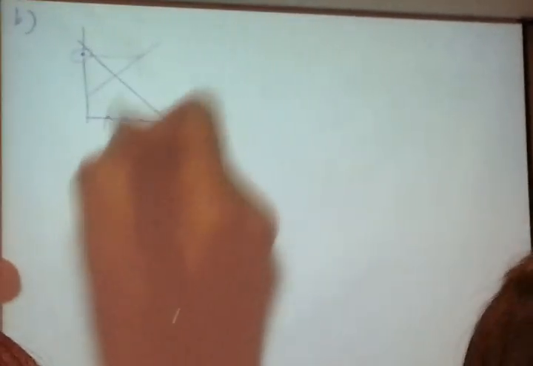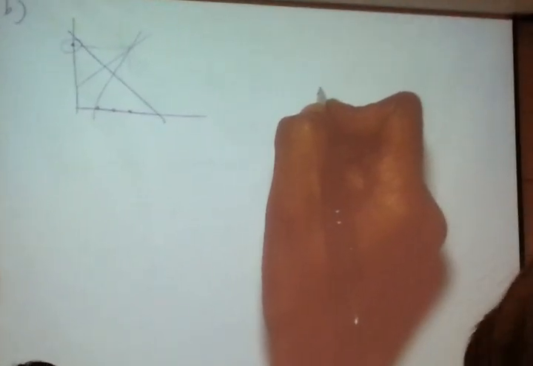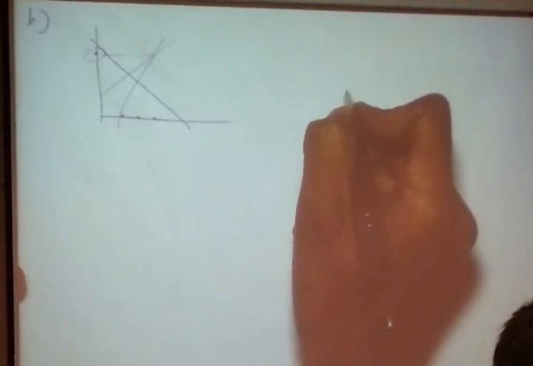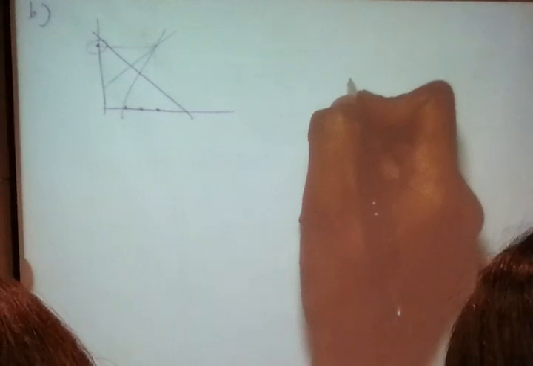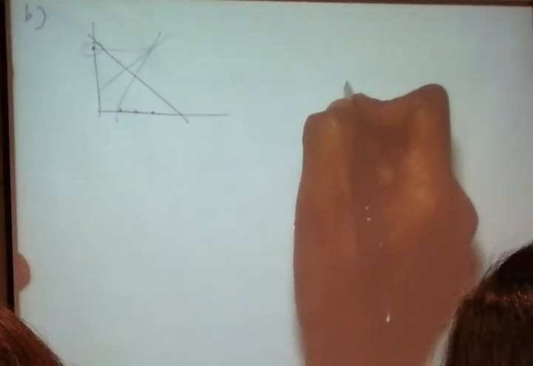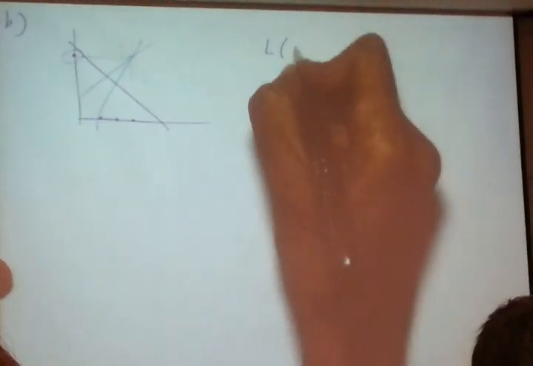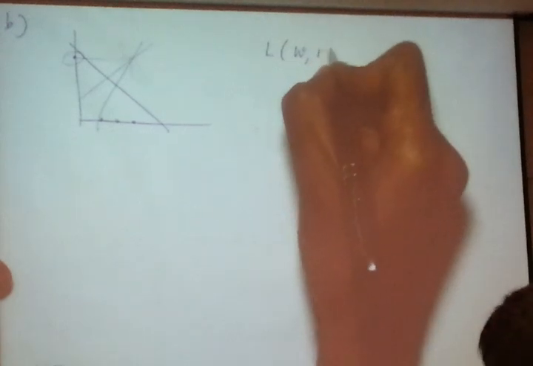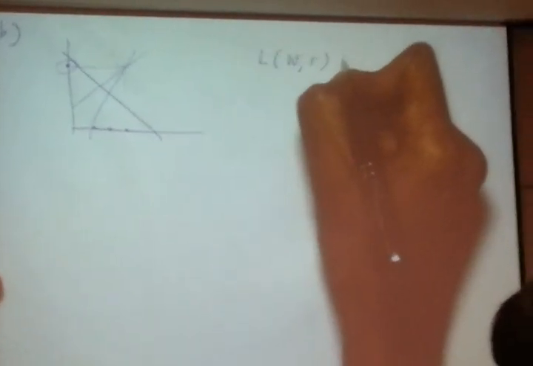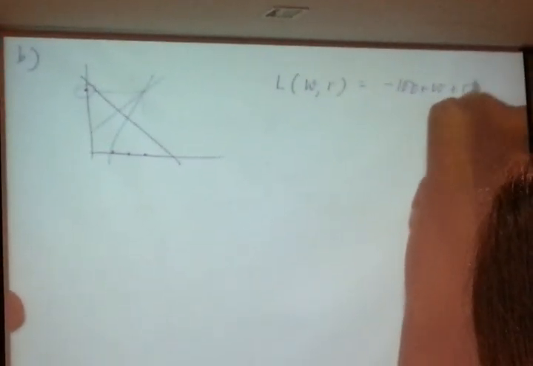Now the question tells you this is no longer the case. Assume now that the amount of labor the monopsonist is able to attract depends not just on wages, but also on the level of recruitment expenses R. In this manner, L, the amount of labor you can hire, is a function of W, R, which is equal to minus 100 plus W plus R half.